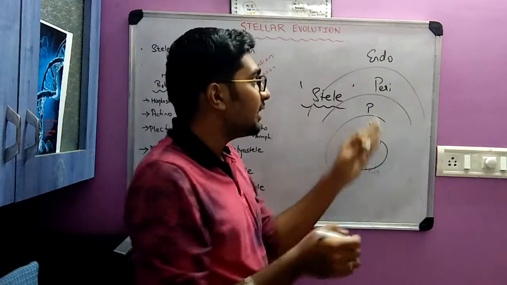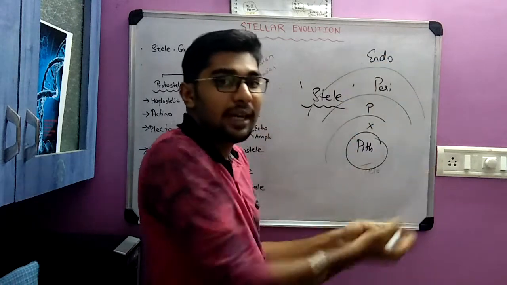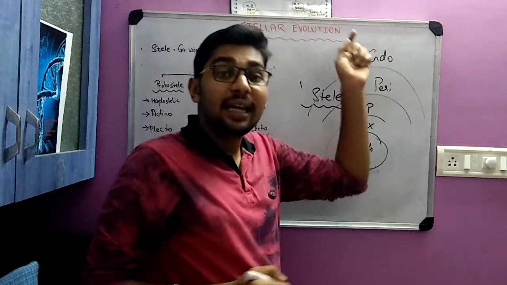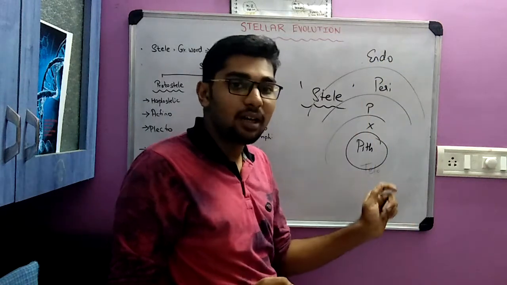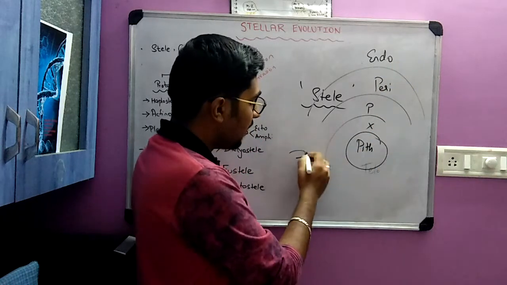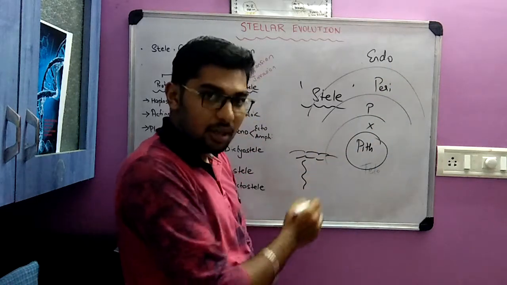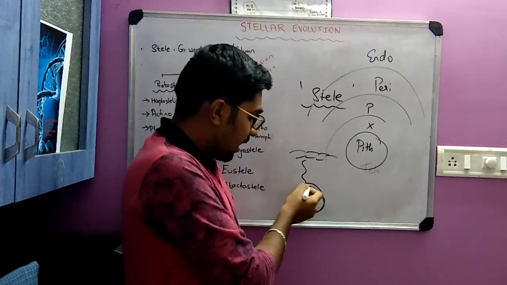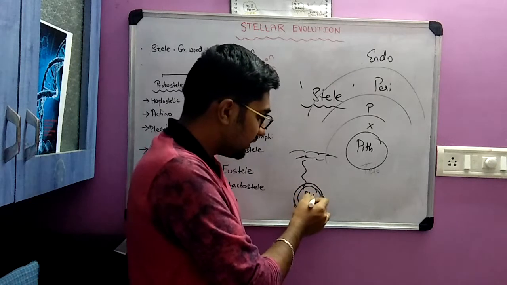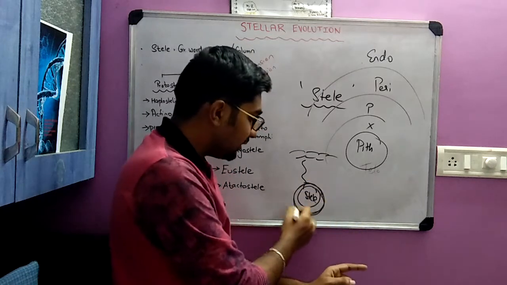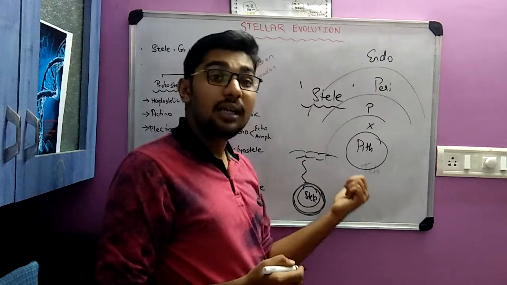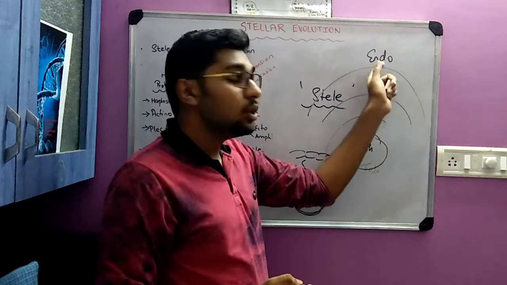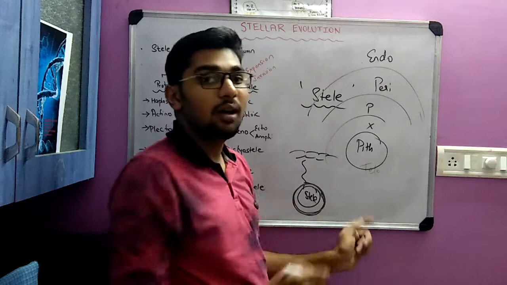Some scientists say that endodermis is the outermost layer of the stele, while some other scientists say that endodermis is the innermost layer or limiting layer of the cortex. If you see, you have epidermis, you have the cortical region or cortex, and the stele is over here. This will be your endodermis and pericycle, and the stele will be present here. Some scientists say that endodermis is the innermost layer or limiting layer of the cortical region. Some others include endodermis as the outermost layer of the stele.